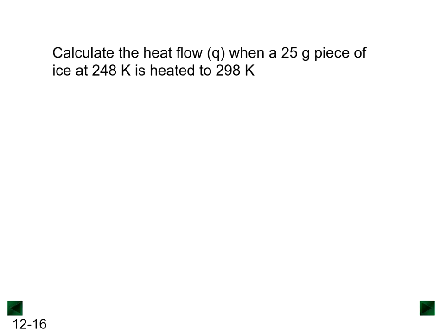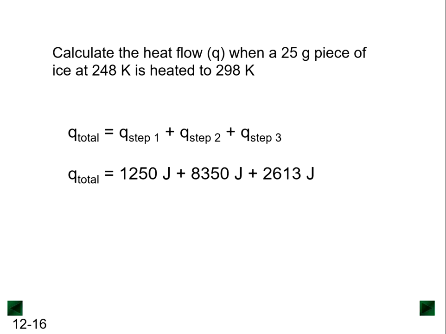So if we're going to calculate the heat flow, we need the total heat flow for the entire process. That's the sum of the heats for all the individual steps. In this case, we add those together, and we end up with 12,000 joules or 12 kilojoules of heat. The value is positive as the heat flows into our system. This is an endothermic process.